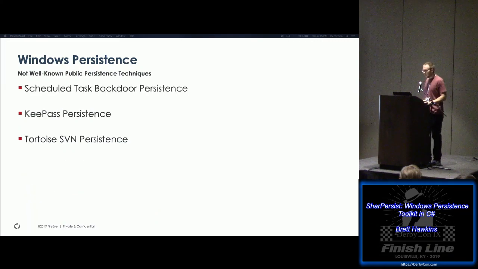Some not as well-known public persistence techniques. So scheduled task backdoor. Basically you can backdoor an existing scheduled task to execute an additional action. Another one is KeePass persistence. So you can basically use a user opening their KeePass database as a persistence trigger. And the other one is TortoiseSVN persistence. TortoiseSVN is a common Windows client used for interacting with SVN repos. With that one, the persistence trigger is basically any time they try to interact with an SVN repo with that client, you can have that trigger your payload. So these three are all included in the initial release of SharpPersist, but these ones are not as well known.